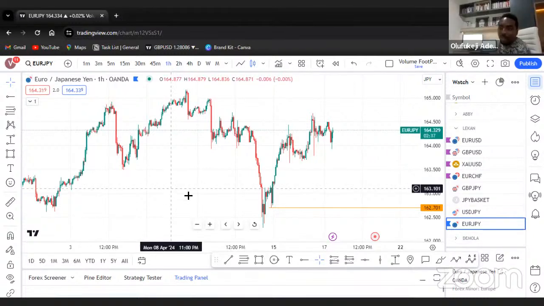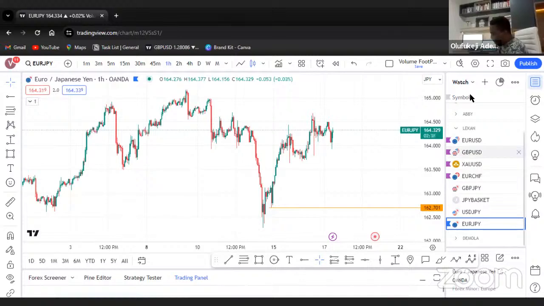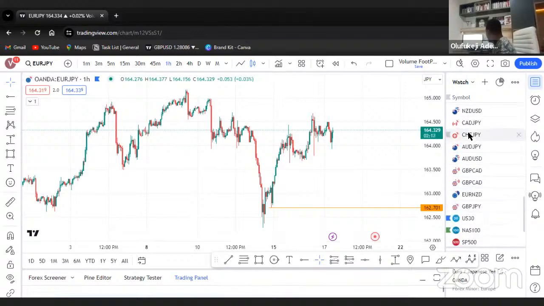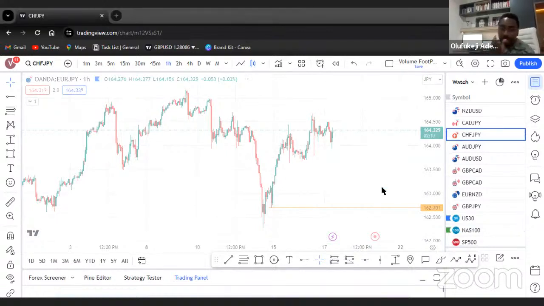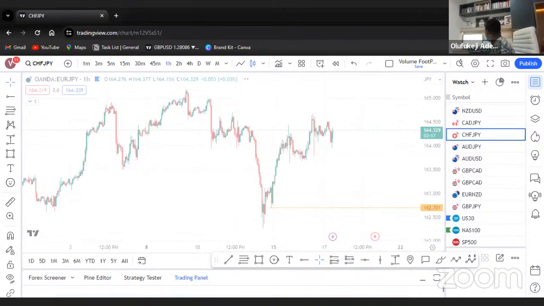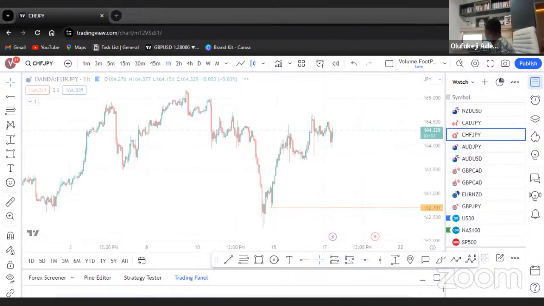Anyways, good morning, everyone, and welcome to the market color for today. So very quickly, let's look at CHF JPY. We have been on that for a while. Let's look at that markup, if we still have that screenshot that we took. Okay, so let's look at it.